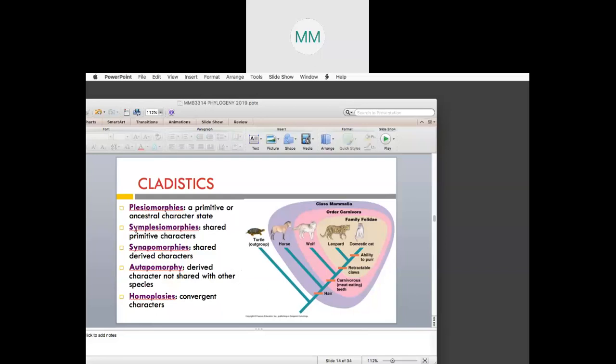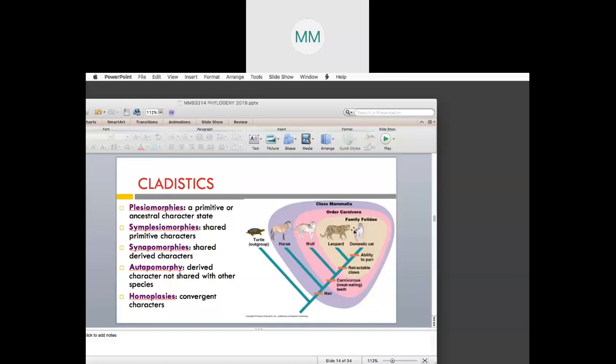Tak apa, good job. Now, symplesiomorphy, shared primitive characters. Can anyone give me two kinds of shared primitive character? Character, not the descendants. Ada bulu. Cat. Eh, tak. Ayolah. Cat, primitive character. Mana? Lopet. Apa? Lopet dengan kucing tu. Leopard lah, lopet pula.